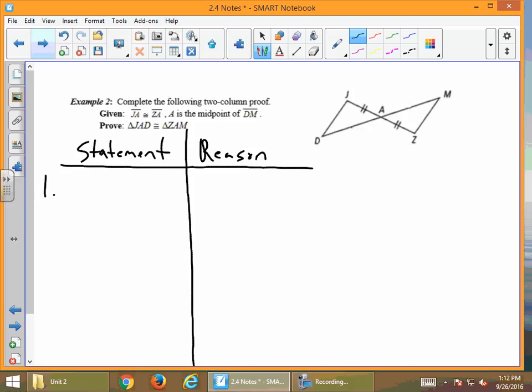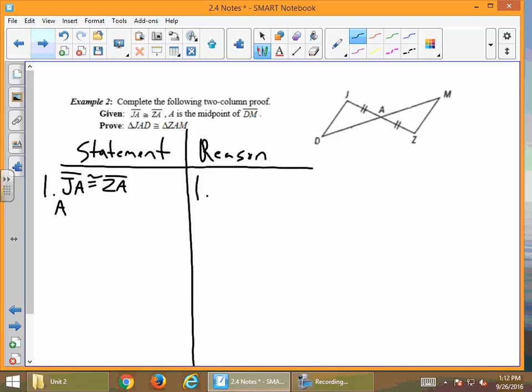All right. Start with number 1. I think we got that. What's the number 1 statement going to be? Who can give me that? Given. The given. So what is the given? Given. Correct. What is that given? Segment JA, yep. Correct, Moon Day.